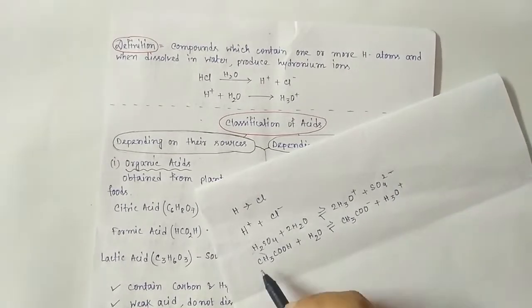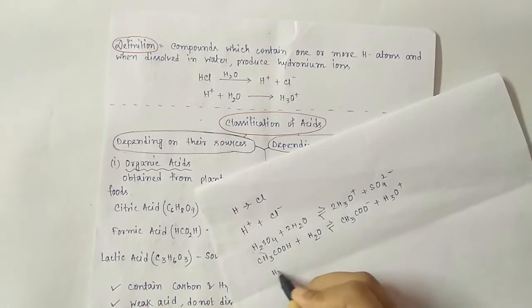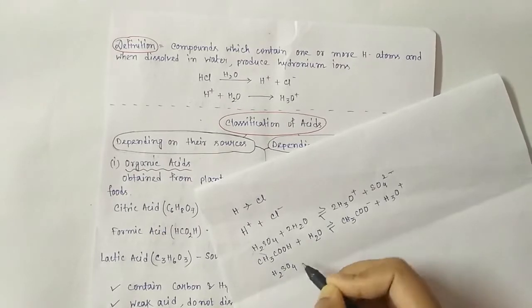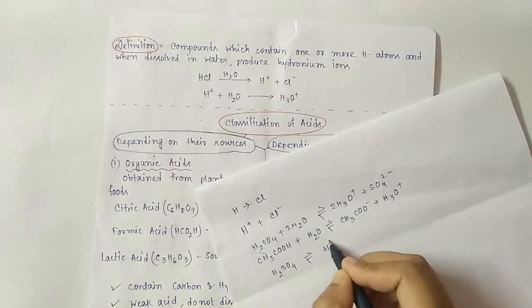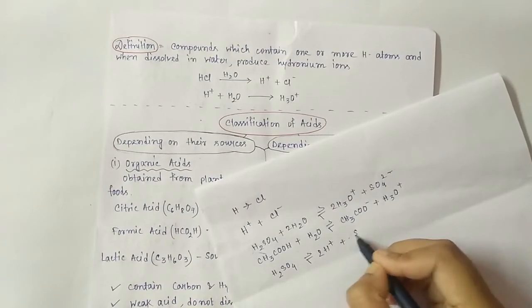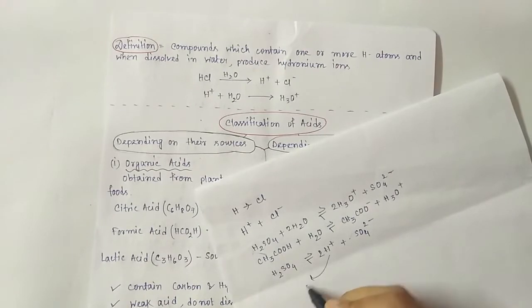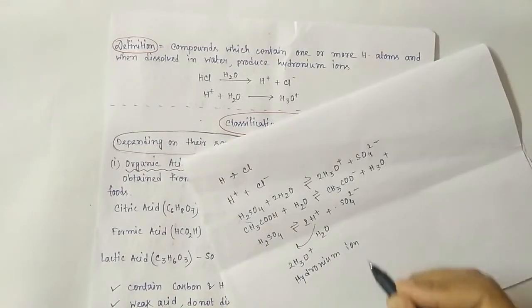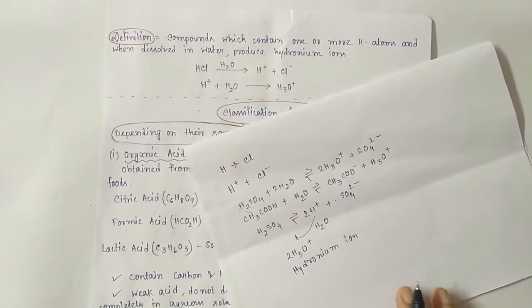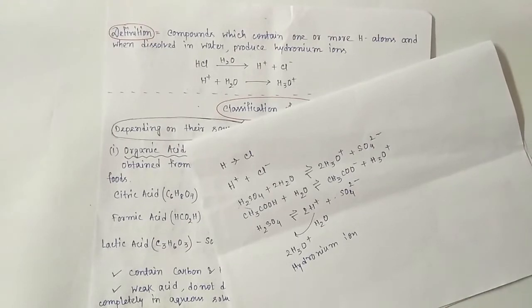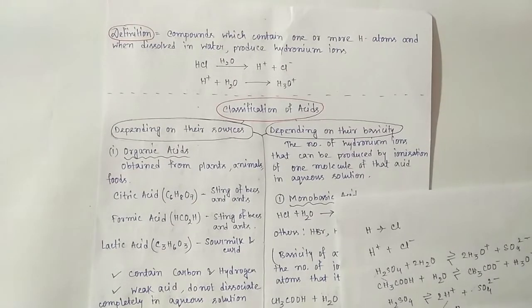Now, what about H2SO4? Actually, H2SO4 when dissolved in water dissociates into 2H+ and SO4 2- ion. And these 2H+ then combine with water and produce 2H3O+ ions. This is the hydronium ion. So I have told you how H2SO4 gives 2 hydronium ions and shows its acid character.